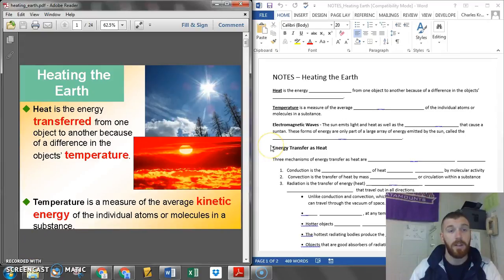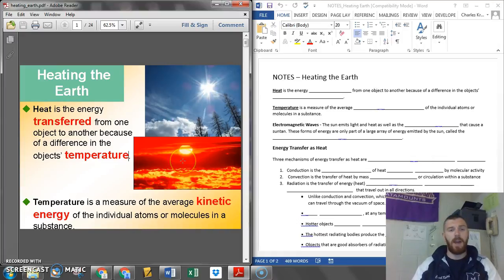Hey guys, today I want to go over the heating earth notes. So heat is the energy transferred from one object to another because of the objects' difference in temperature. Keep in mind that I'll be going through both the PowerPoint here and the notes on the side here. So heat is the energy transferred because of the objects' difference in temperature.